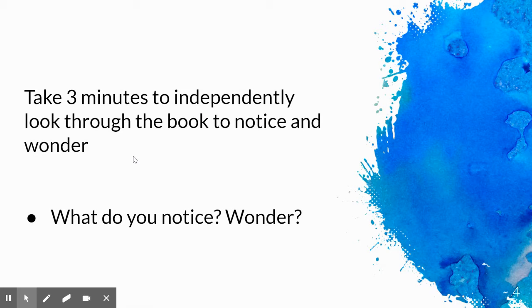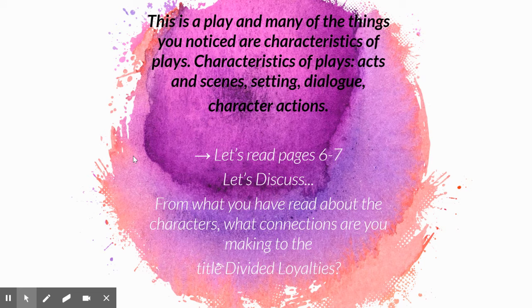So take about 3 minutes, look through this book independently, and I want you to think about things you notice and wonder. In class, we're actually going to share those out. If you're at home, I want you to just think about them. All right, so this is a play, and many of the things that you noticed most likely are characteristics of the play, like acts and scenes, setting, dialogue, and character actions. All those are specific to plays.